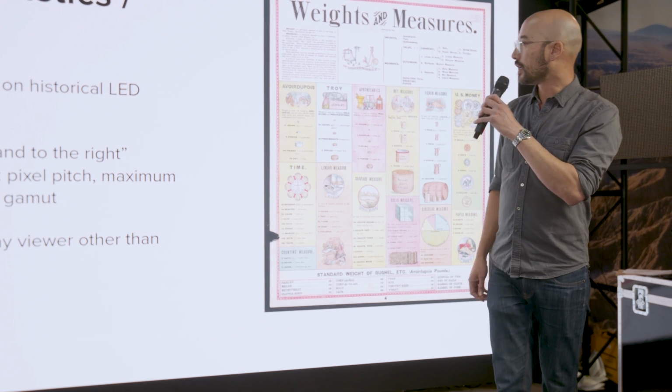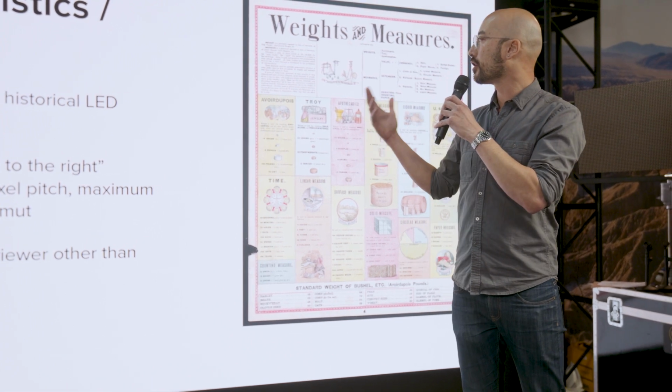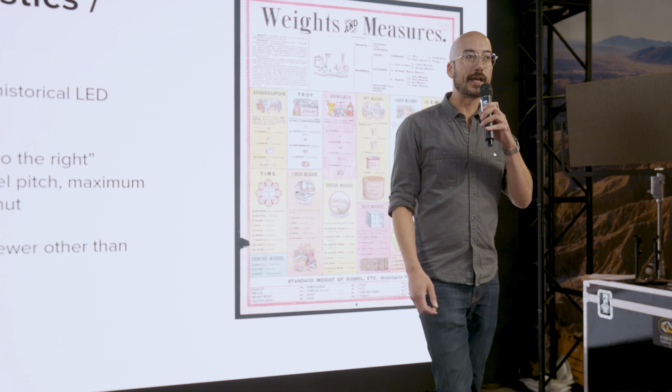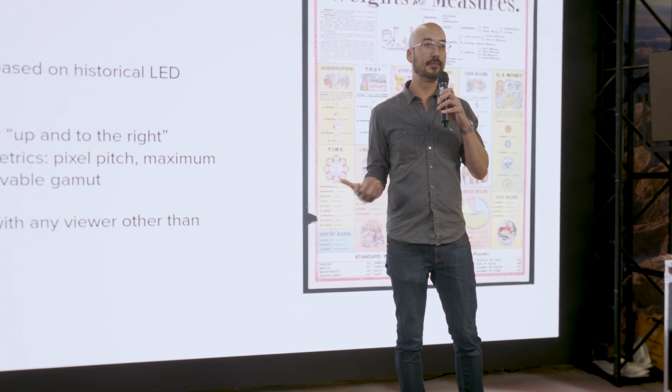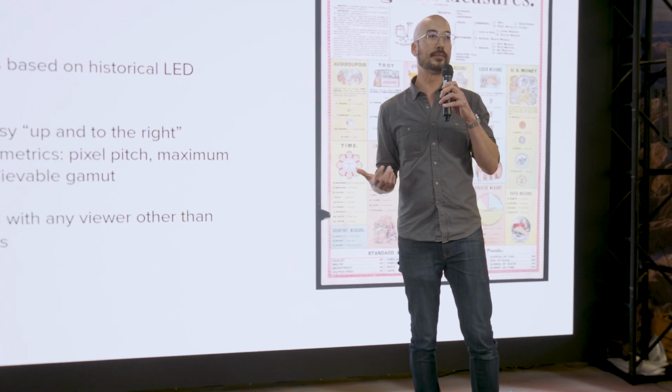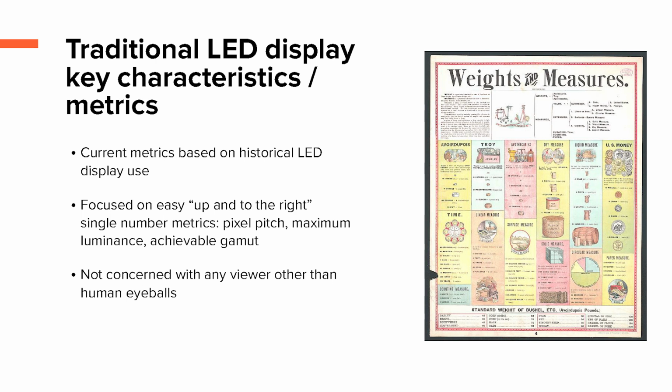And so, just to reiterate, the current metrics are based on historical LED display use. So pixel pitch is important, but it's not necessarily the most important. Same with brightness. Brightness doesn't capture contrast or dark shadow levels. So we wanted to really look at what's more important than what is traditionally reported on a manufacturer data sheet.